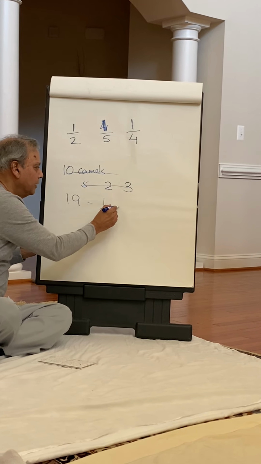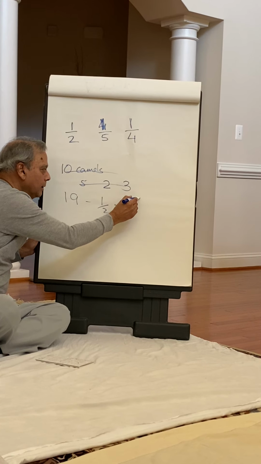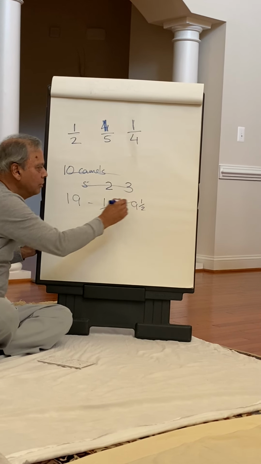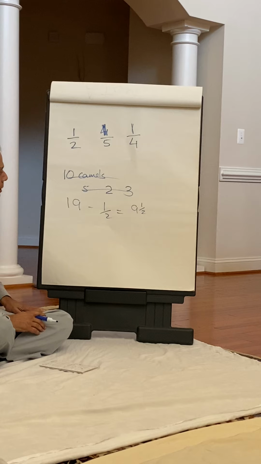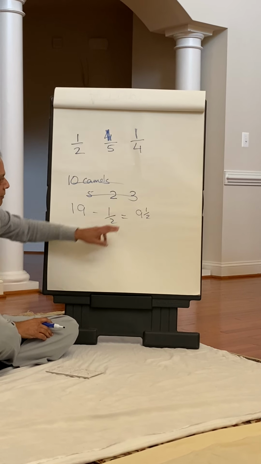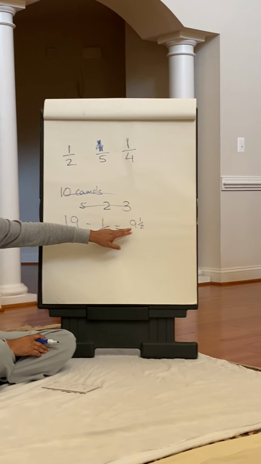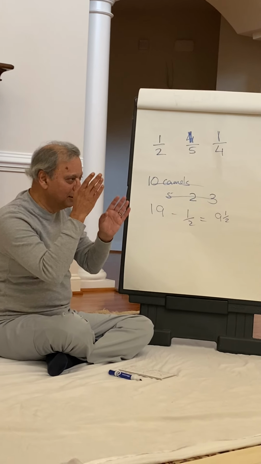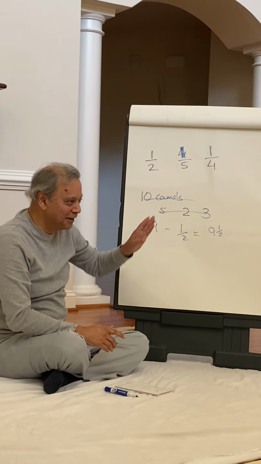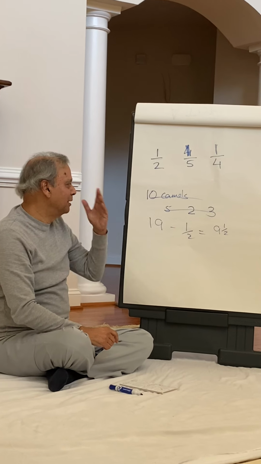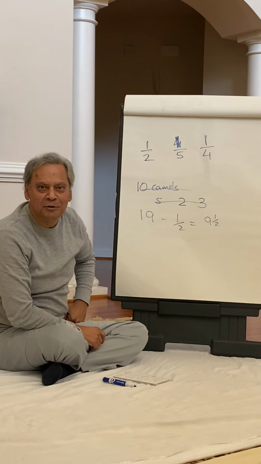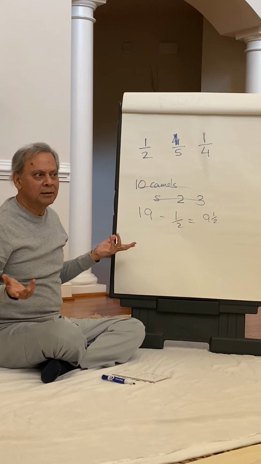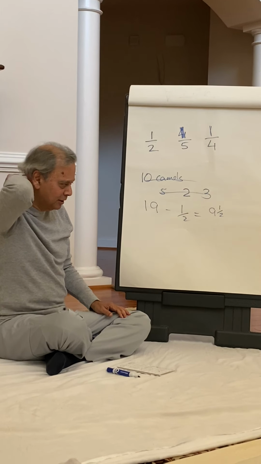Half equals 9.5. He said, how do you do 9.5 of a camel? You can't have half a camel. Can you imagine? You have to cut a camel into half to say this is 9.5. All the kids were shocked. He said, how can my father do this?